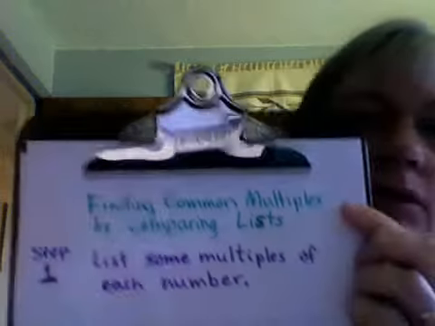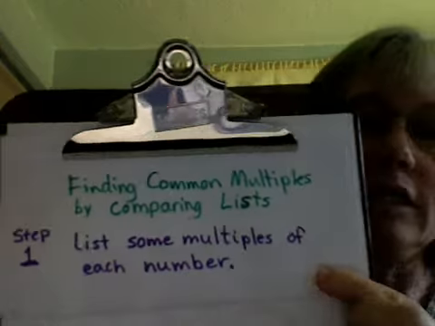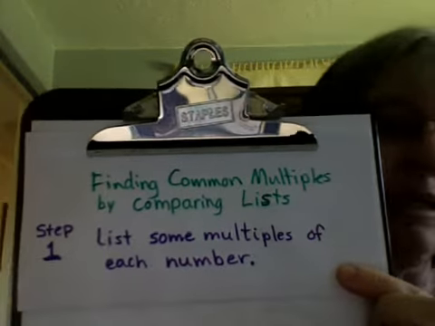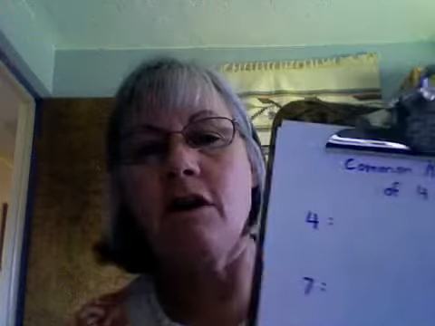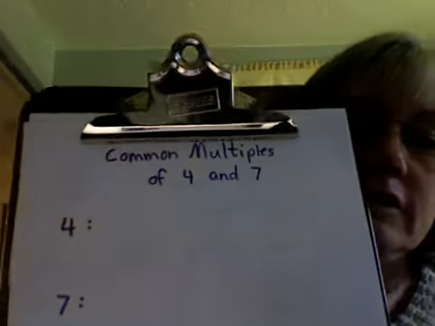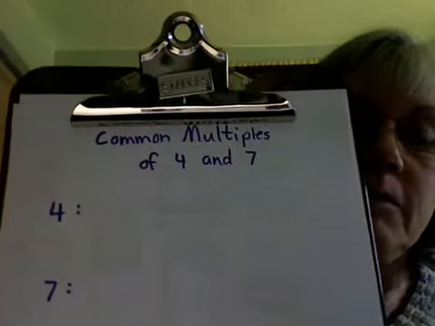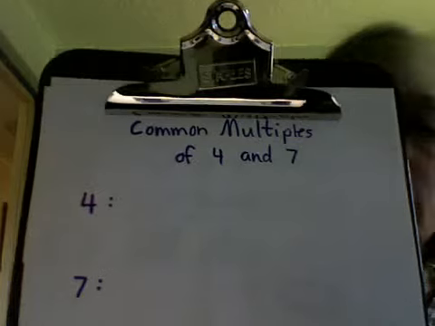The first method we'll try out is finding common multiples by comparing lists. Step 1 in this process is to list some of the multiples of each number. As an example, we'll start out finding the common multiples of 4 and 7. As always, if you'd like to get paper and pencil and work on your own with these, that would be great, and I'd love to see the work you've done.